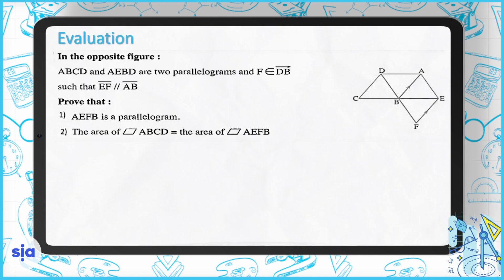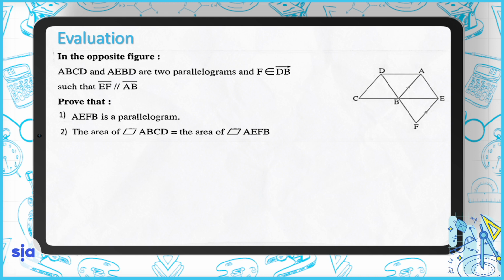Let's now go to the evaluation part. Whenever we reach the evaluation part, when you see the question, pause the video, try to answer the question yourself. After that, play the video again to check your answer. In this question, the question wants me to prove 2 things. The first one, that AEFB is a parallelogram, and the second thing, that the area of ABCD is equal to the area of AEFB.